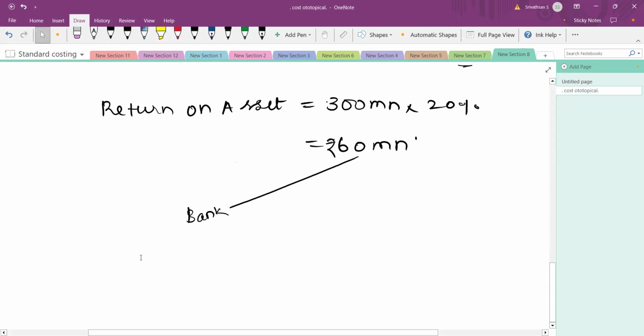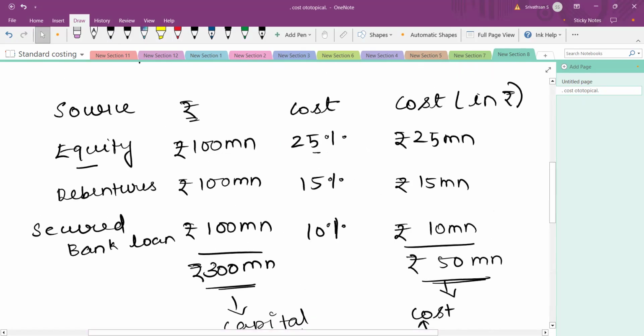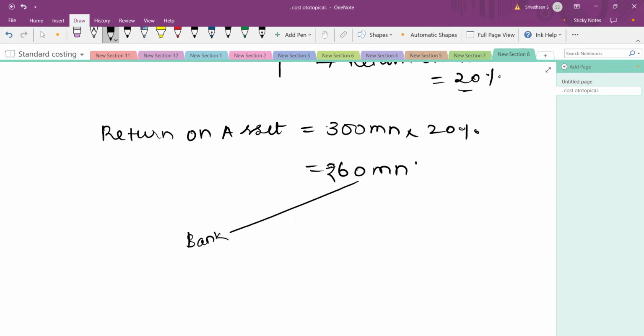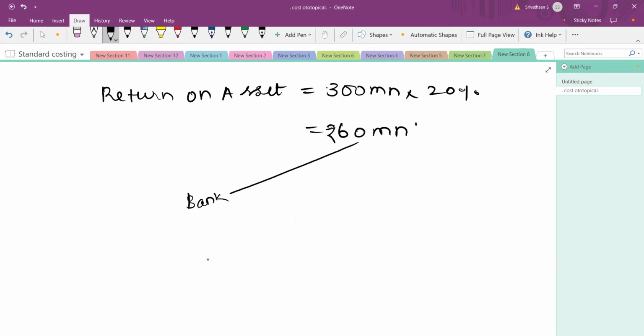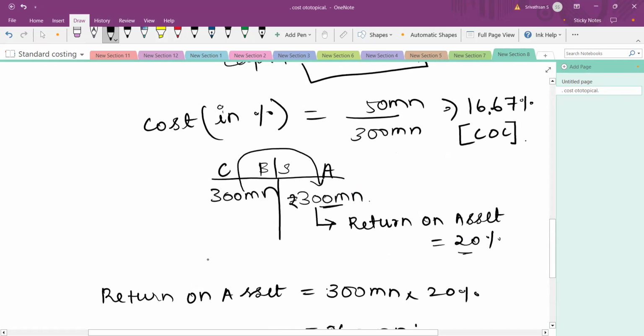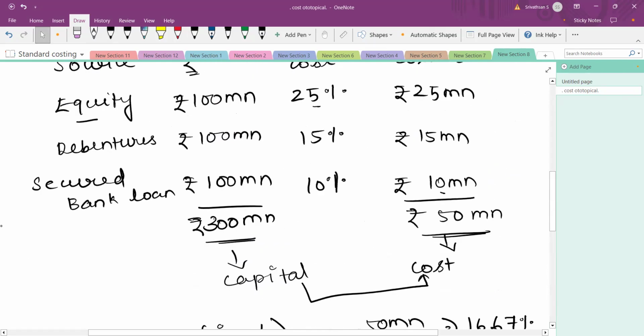So what is the expectation of the bank? They gave us 100 million, upon which they are expecting 10% return, which is nothing but upon 100 rupees, if we take 10%, it comes to 10 million. So out of the 60 million rupees, 10 million rupees will go to the bank, right? Then next to the bank loan, the company will pay money to the debenture holders.